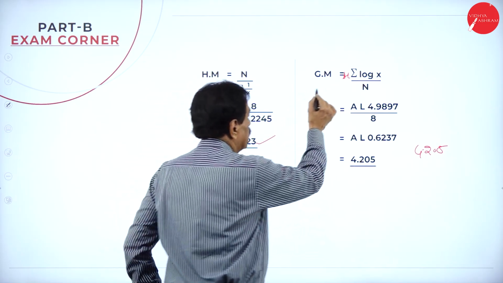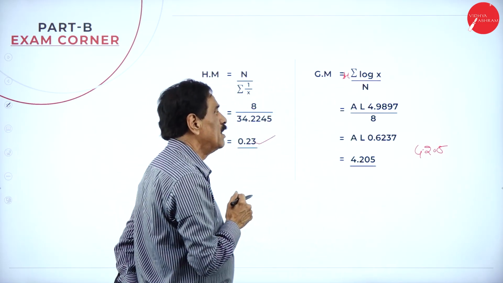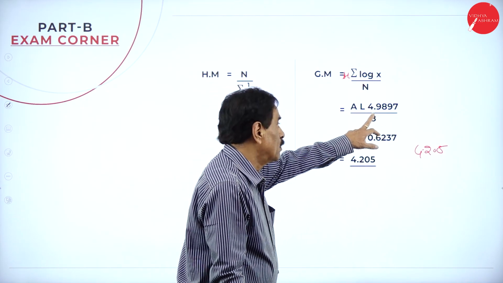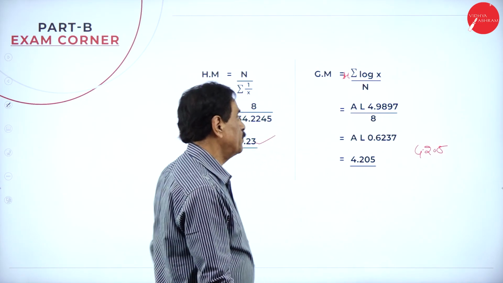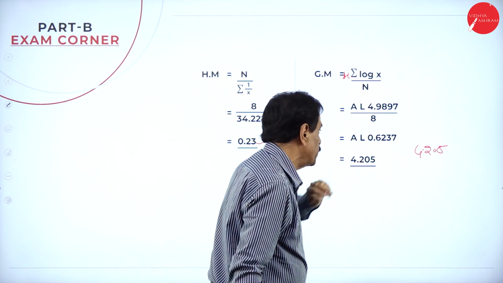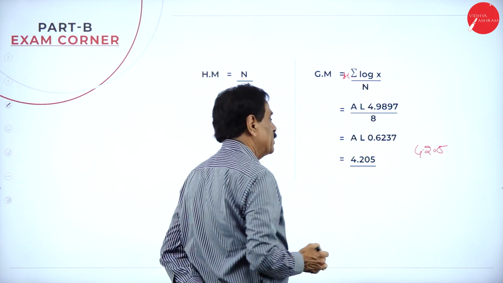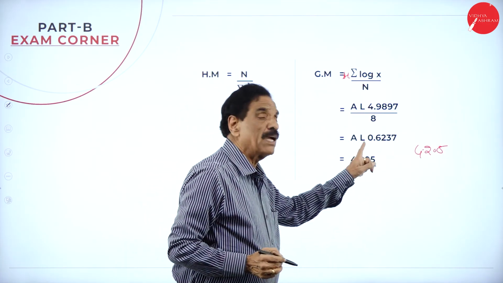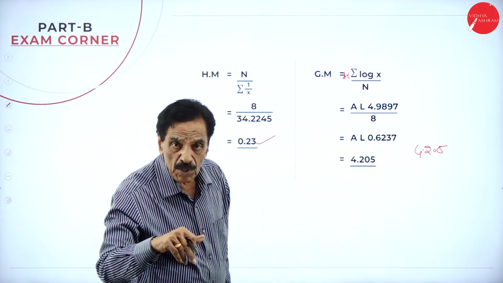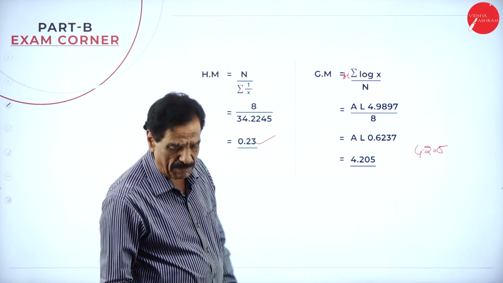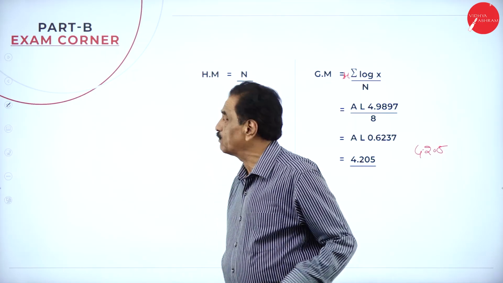So what's the formula? Geometric mean is equal to anti-log of sigma log x divided by n, which is 4.9897 divided by 8. It will come to 0.6237. In the anti-log table, 6237 with mean difference gives 4205. What's the number behind? 0 means 1. Here, just division, that's all. Reciprocal of a given number. So we'll have 10 marks for this.